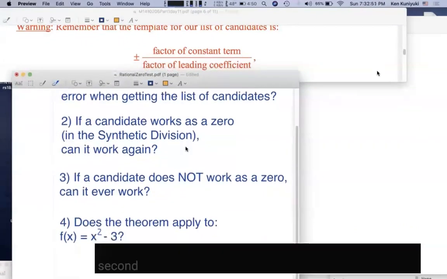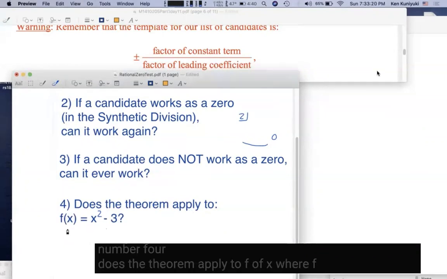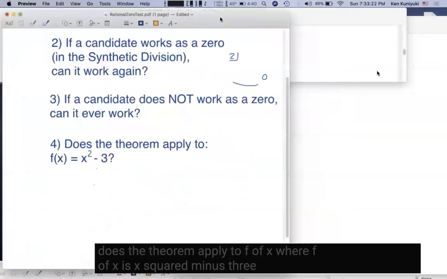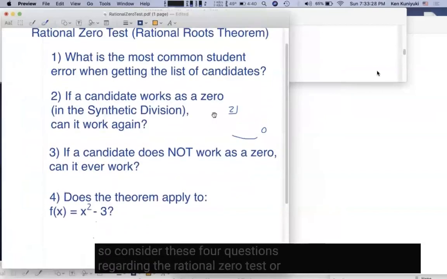Second, if a candidate works as a 0 in the synthetic division, can it work again? So if a number works in the dunk tank and you get a remainder of 0, can it work again when you get the corresponding quotient? Third, if a candidate does not work as a 0, can it ever work down the line for one of these quotients down here? Number 4, does the theorem apply to f of x, where f of x is x squared minus 3? So consider these 4 questions regarding the rational zero test or rational roots theorem.